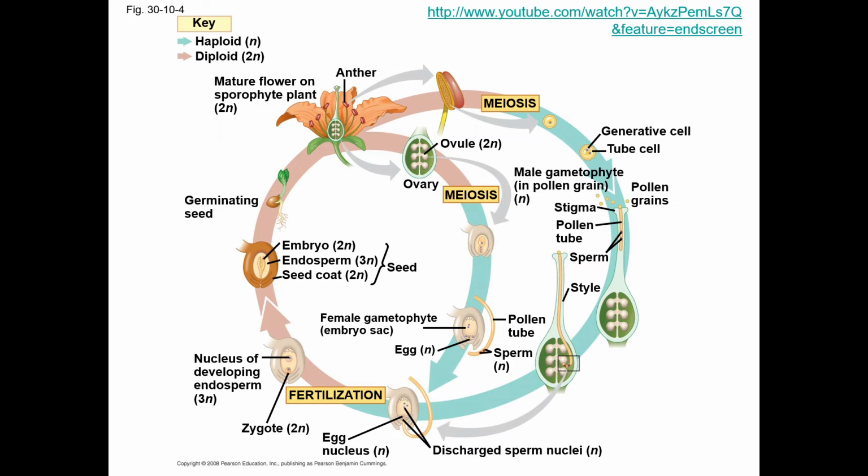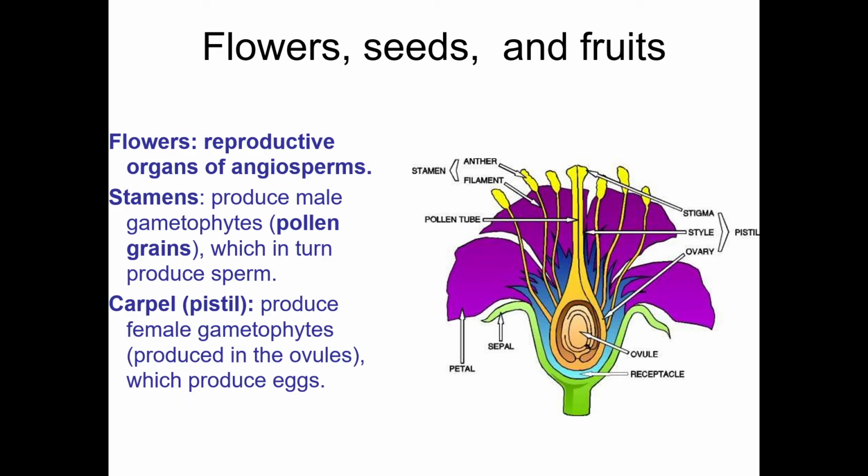It has a seed coat and endosperm, and a fruit develops around that seed to protect that seed even more. And we'll talk about fruits in just a bit. So as far as flowers are concerned, this is the reproductive structure of angiosperms.